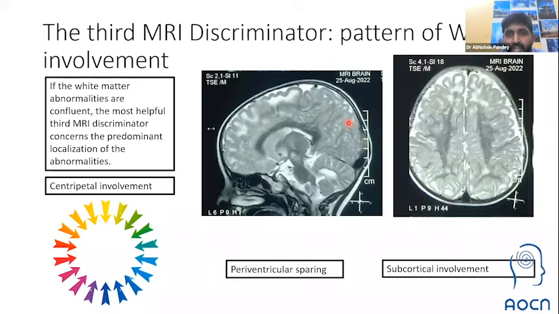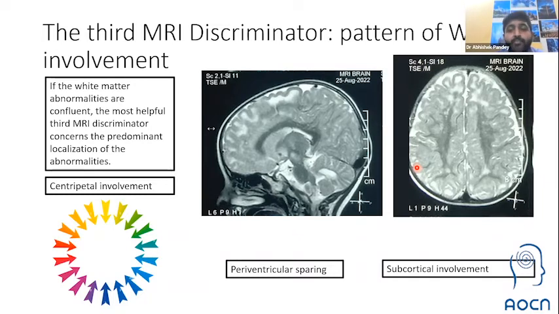So this is an index case in which we see clearly that the peripheral white matter is much more involved than the central white matter, and the periventricular sparing is prominent. So there is periventricular sparing, there is centripetal involvement from outward to inside, and predominant subcortical involvement. Okay, so we are dealing with a white matter involvement, something other than hypomyelination, which is bilaterally symmetrical and is going in a centripetal manner with prominent periventricular sparing and predominant subcortical involvement.